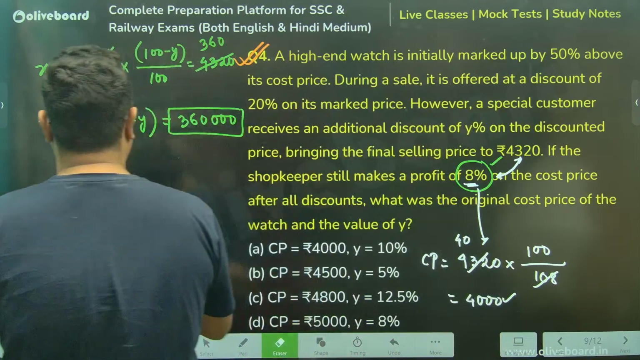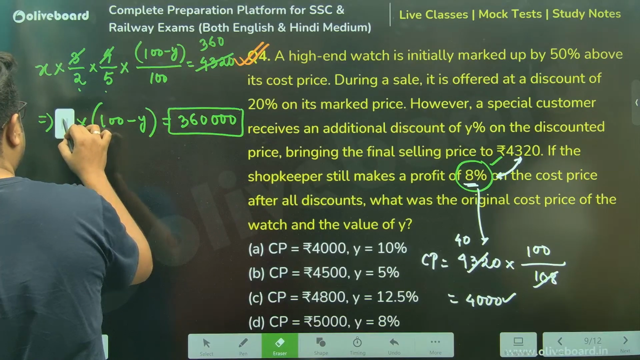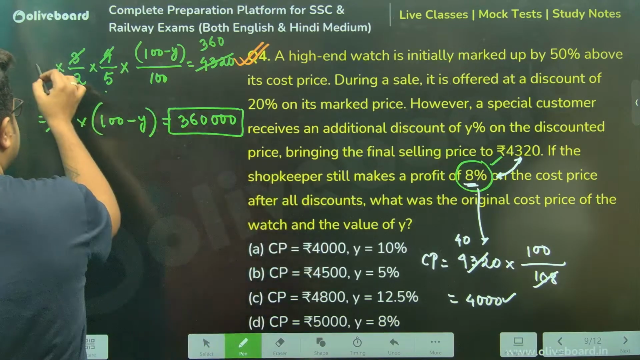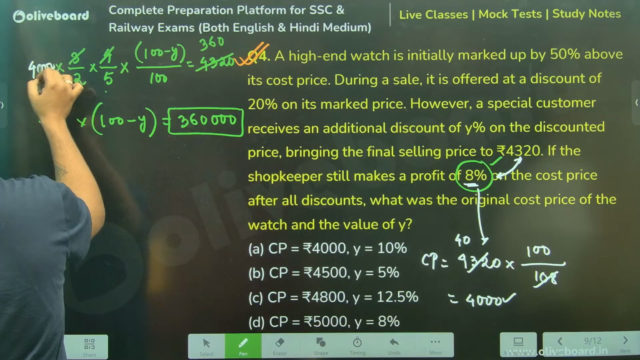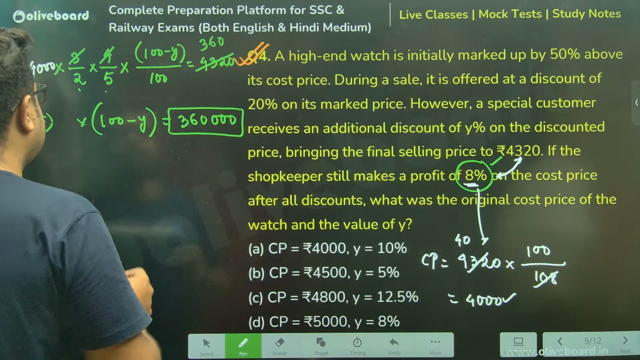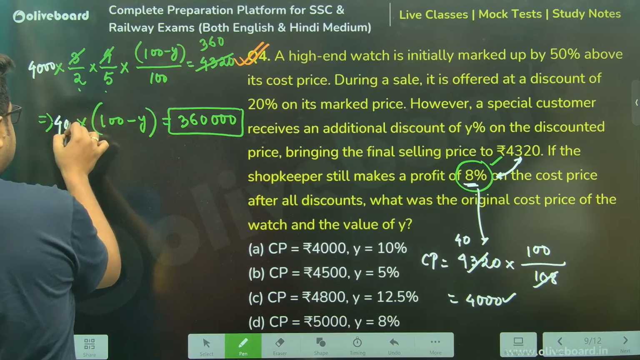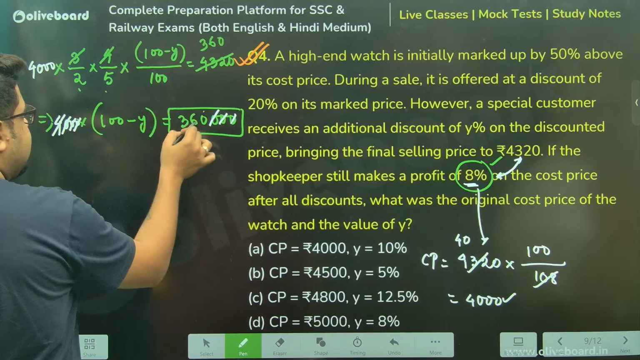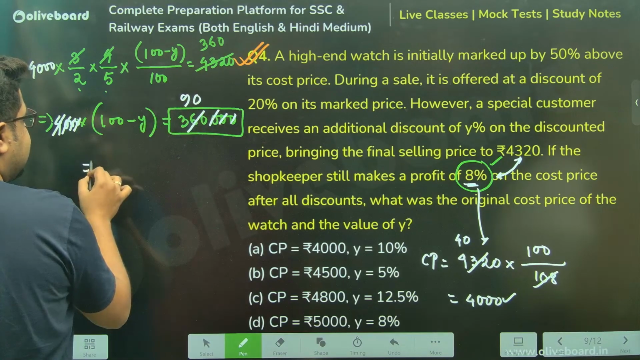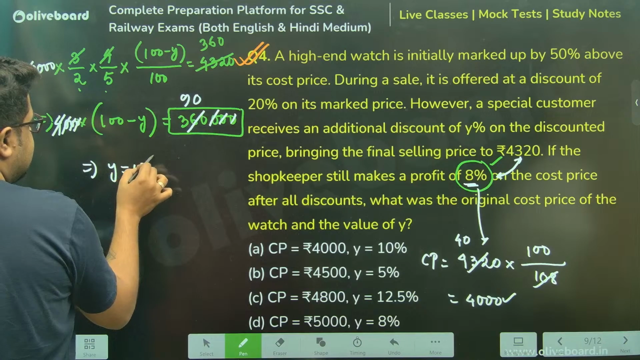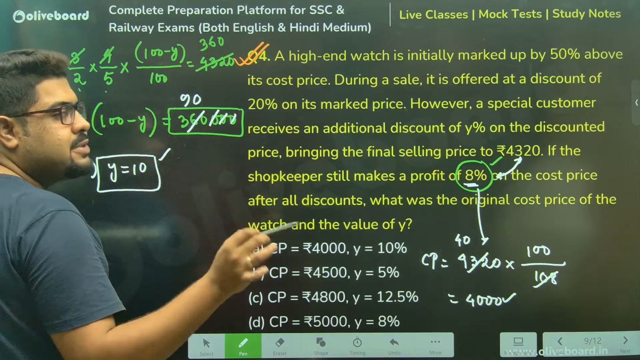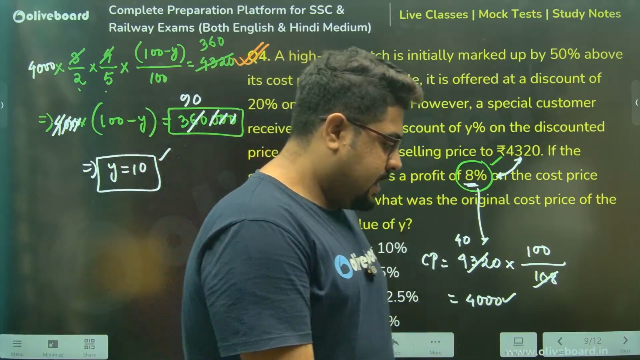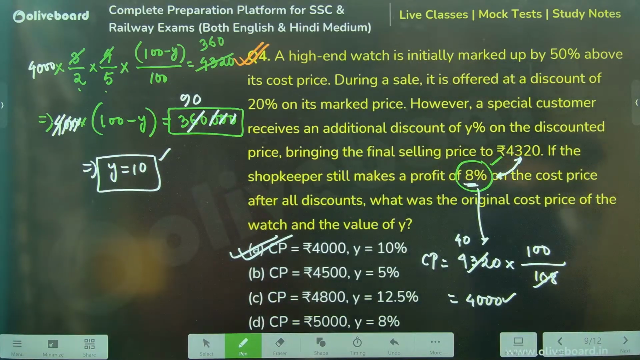I don't need to take X. There is no need of me taking X, sir. I can directly start with this. This is 4,000 rupees. This is 4,000 rupees. So this is again 4,000 rupees. 1, 2, 3 zeros. 1, 2, 3 zeros. 4 nines are this. So this is 90. So Y becomes 10. I don't need to check anything, sir. This is your correct answer, sir.